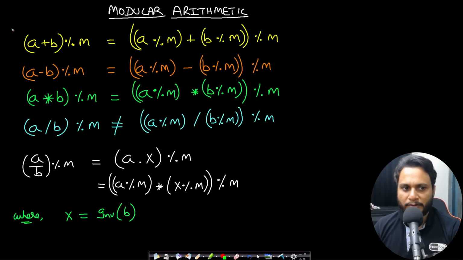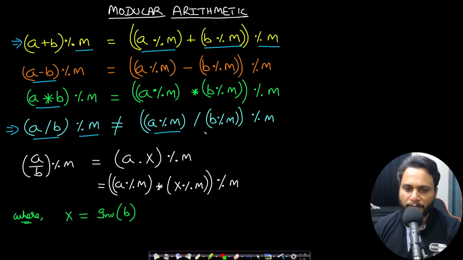According to modular arithmetic, you can write (a plus b) mod m equals ((a mod m) plus (b mod m)) mod m. Same goes for subtraction and multiplication. But for division, this is not applicable. If you write (a by b) mod m, then this is not equal to ((a mod m) divided by (b mod m)) mod m. So these two, LHS and RHS, are not equal.